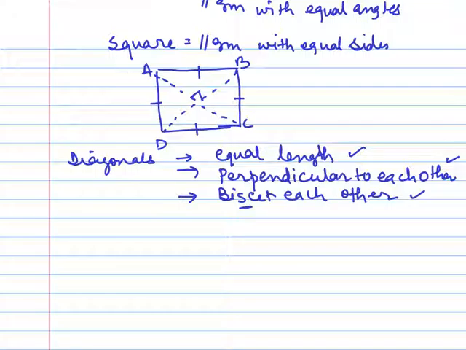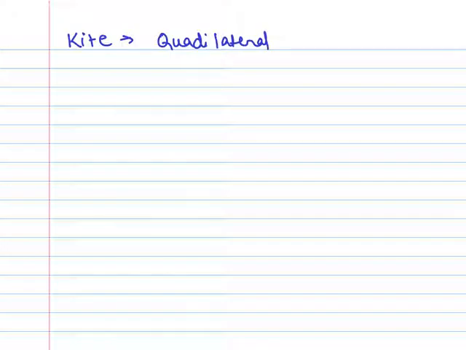Now one more thing which I would like to add in this video is a kite. What is a kite? It is not a parallelogram, but it is a quadrilateral, which I have not taken before, but I will teach you over here. A kite is a special quadrilateral with exactly two pairs of equal consecutive sides.